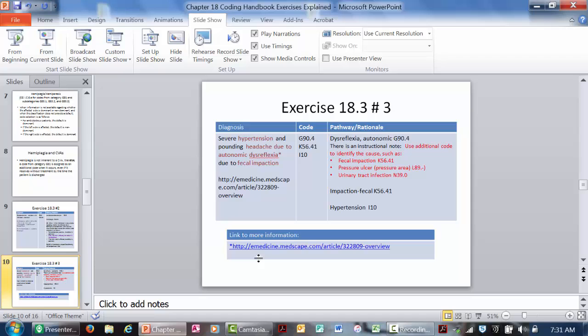Especially, I remember, I used to work in a rehab hospital, and part of providing rehab services to a spinal cord injured patient is to teach them how to take care of themselves now that they have this injury. And one of those things was teaching them how to recognize the signs and symptoms that you're getting into trouble with autonomic dysreflexia. And when you go to this code, G90.4, there is an instructional note to use an additional code to identify the cause, and that's where we get to the fecal impaction. You can also look it up here, and of course the hypertension is coded I10.